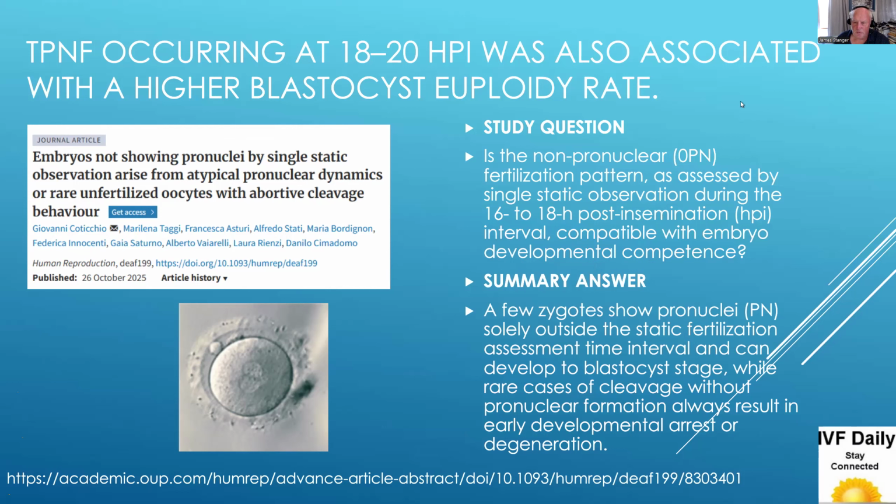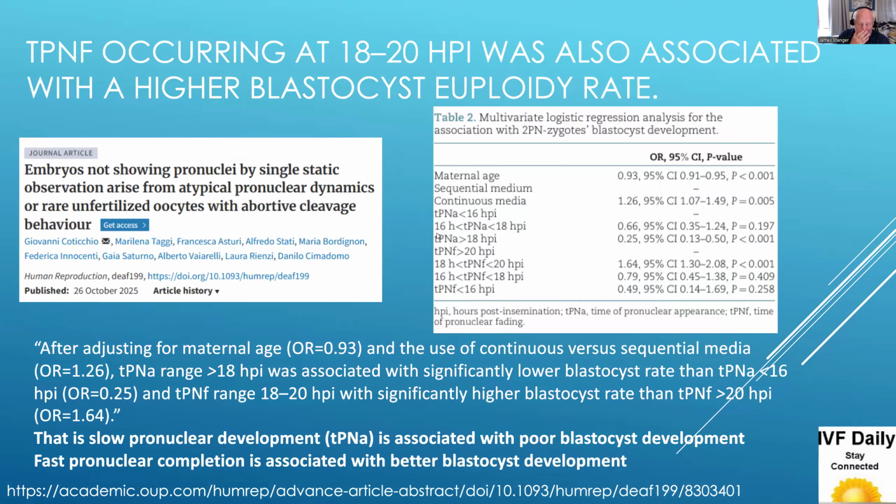This is a broader publication, but they're looking at the impacts on euploidy. The answer is a few zygotes, that's underlined, which show pronuclei solely outside the static observation time can develop into blastocysts and euploid blastocysts. There are rare cases of cleavage without pronuclear formation, but these nearly always result in early development arrest and degeneration. I'm only going to focus on one little bit, which is the relationship between when the pronuclei appear and disappear. Once again, this is an open access paper, and I'm going to display two tables from it.